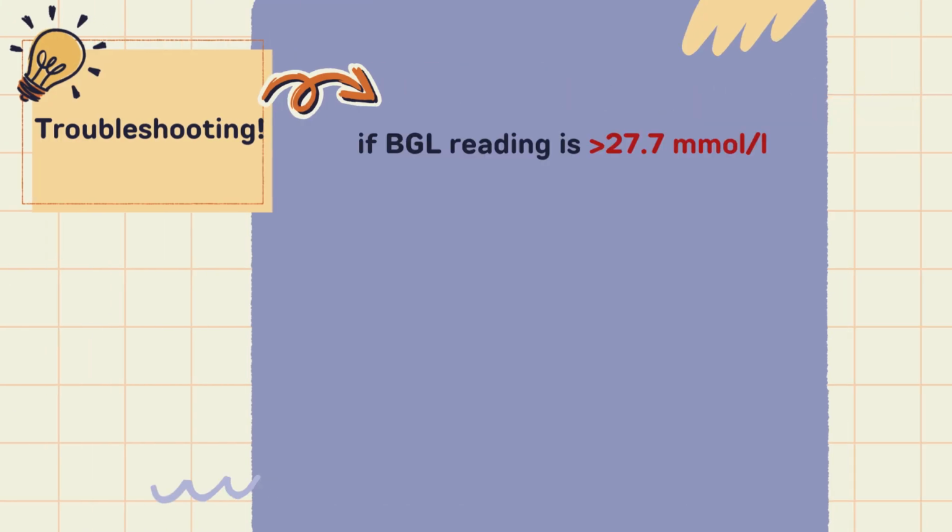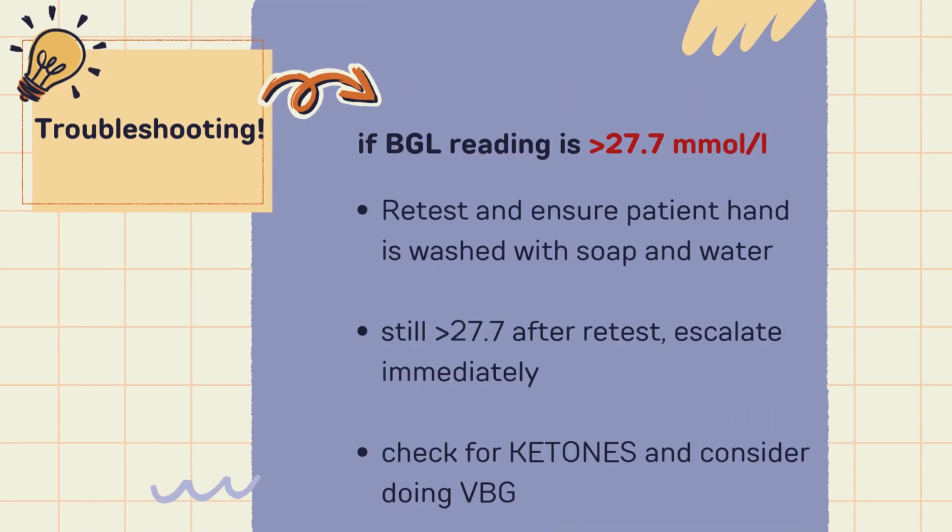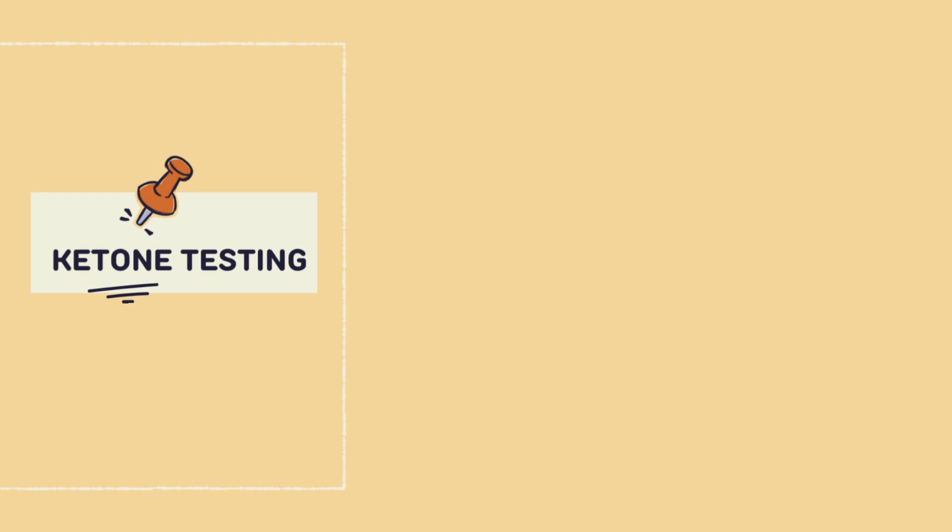If the BGL test reading is more than 27.7 millimoles per liter, you must retest. Before doing so, ensure the patient's hand is cleaned appropriately. If the retest result is still 27.7, escalate to the medical team immediately. Clinicians may ask you to test for capillary ketones and do a venous blood gas. Ketone testing helps identify a dangerous complication of diabetes called diabetic ketoacidosis or DKA.